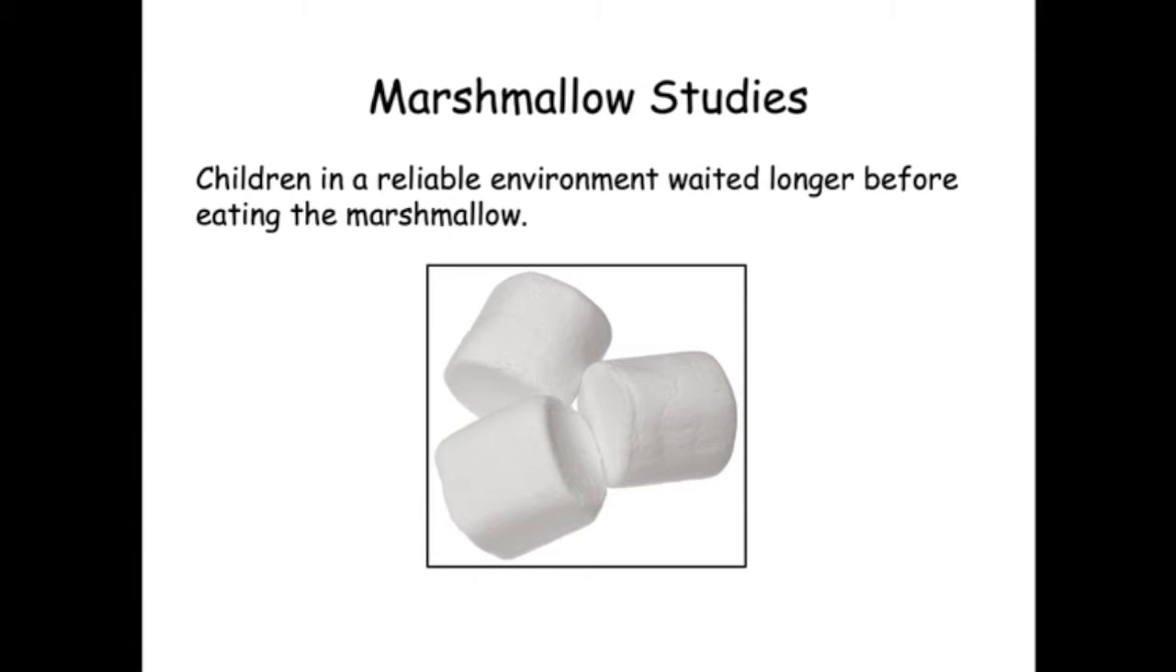A recent study looked at the ability to delay gratification in young children who were assigned to one of two treatment conditions: reliable or unreliable interactions with the experimenter. The results indicated that children who experienced reliable interactions before the marshmallow task waited significantly longer before eating the marshmallow than those who experienced unreliable interactions.